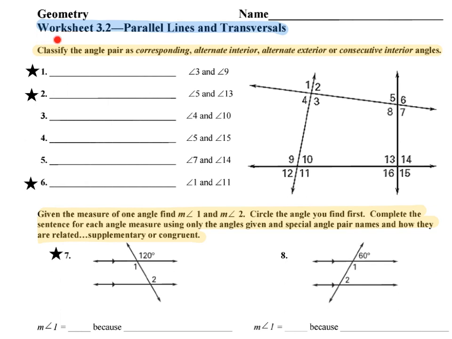All right, gang, we are working on worksheet 3.2. We're going to talk about parallel lines and transversals. Remember, we are going through the starred questions on this worksheet. Anything that you have trouble with, I can help you here. And then you bring your questions back to class tomorrow.